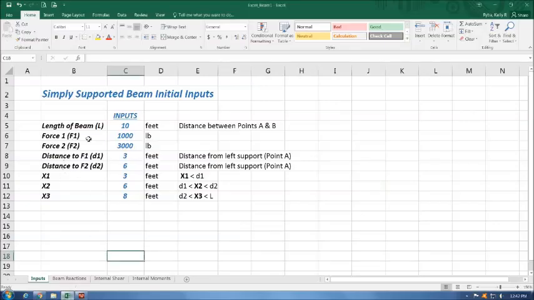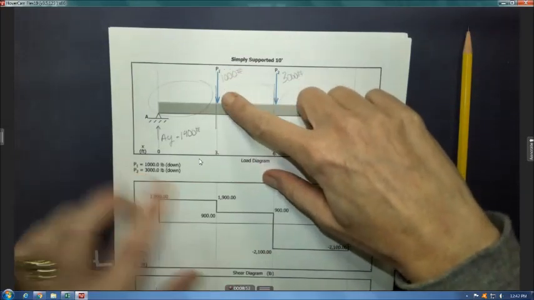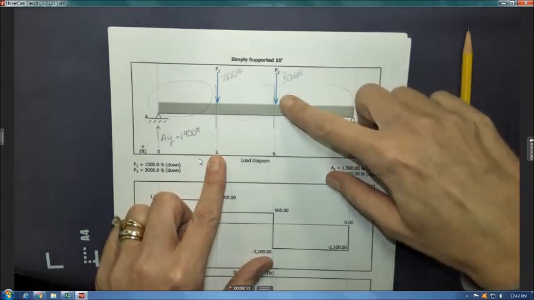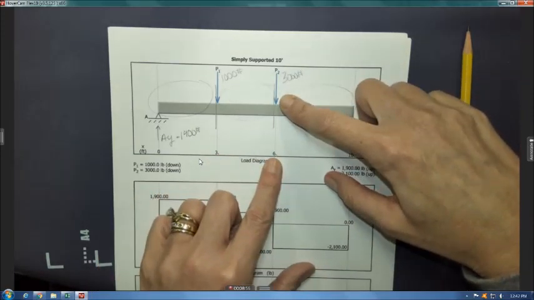Then you'll notice that I have F1 and F2. These are my two forces. So I have 1,000 and 3,000. Then I have a distance, and it says the distance from the left support to my force number 1. So that's the 3 feet. And then my distance from the left support, or point A, to force number 2. So what that's doing is identifying the 1,000 going down at 3 feet, the 3,000 going down at 6 feet. Okay?